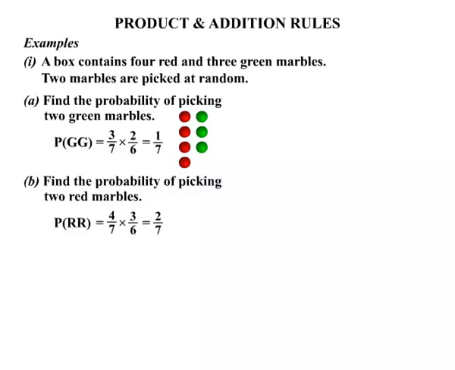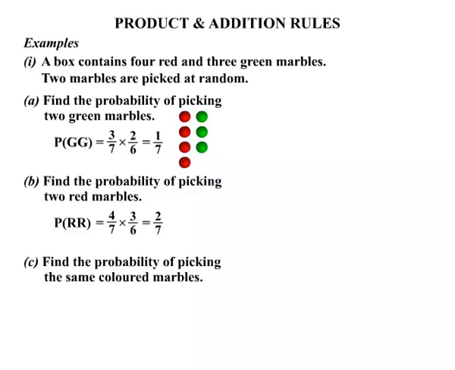Let's put that red back. Okay, part C, find the probability of picking the same coloured marbles. Well, for the same colour, we could get 2 greens, or we could get 2 reds. We must make sure that we cover all situations. Now the chance of getting 2 greens, well, we already worked that out. That was 1/7, so let's write that down.